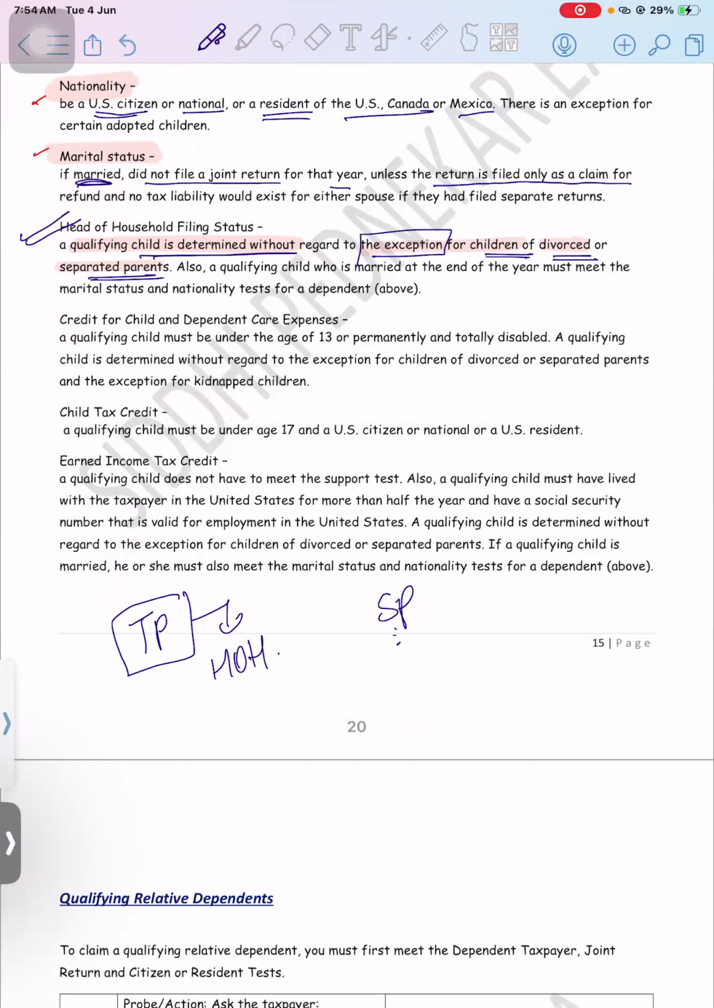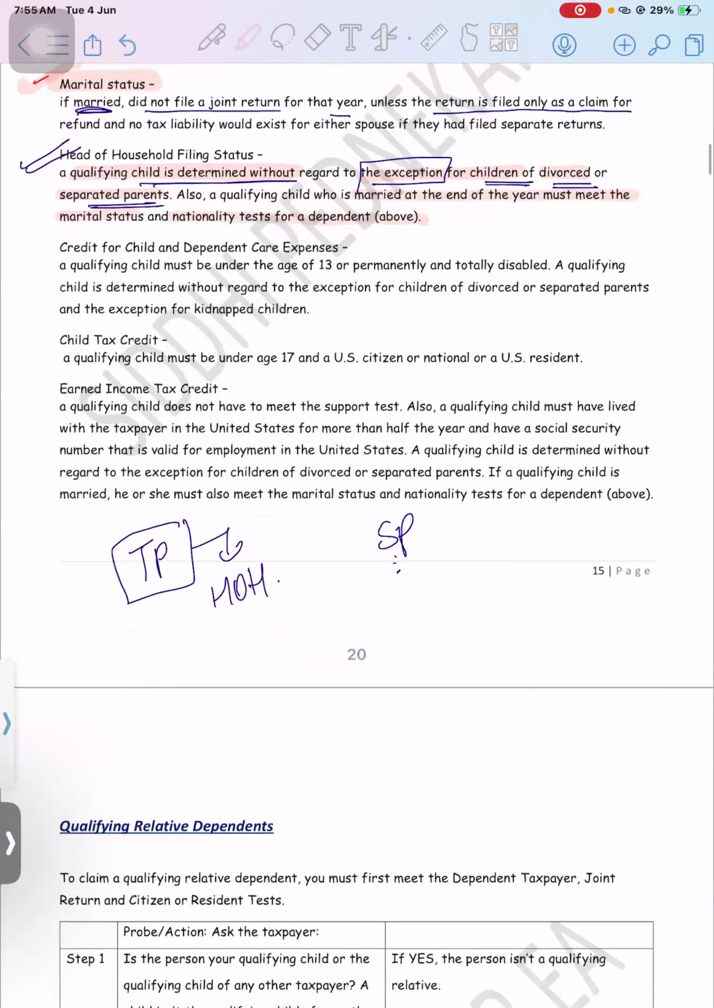other criteria. Also, the qualifying child who is married at the end of the year must meet the marital status and nationality test for the dependent. Even if he or she is married, still it's fine for the purpose of HOH, but he should fulfill the remaining two criteria. Okay. Now, credit for child and dependent care.